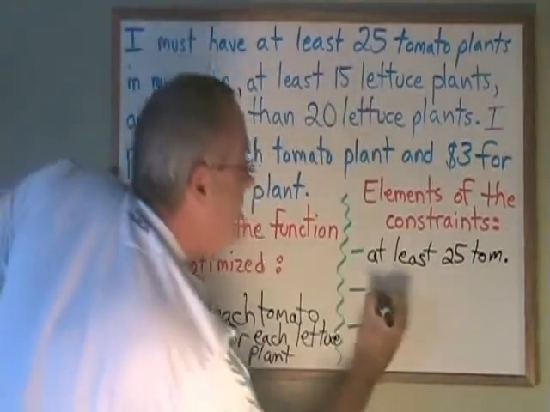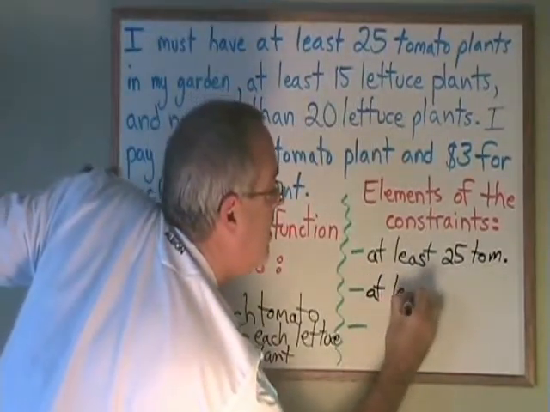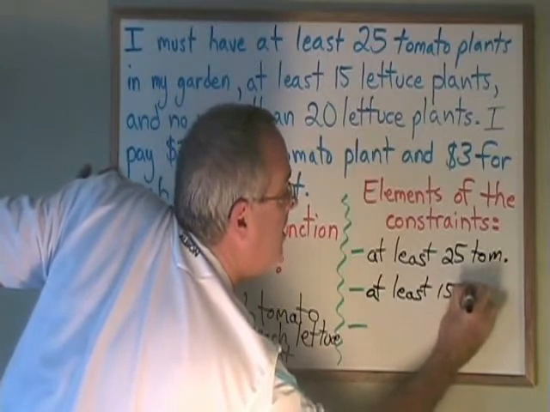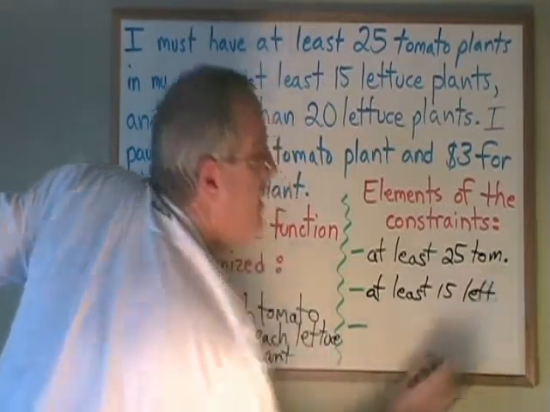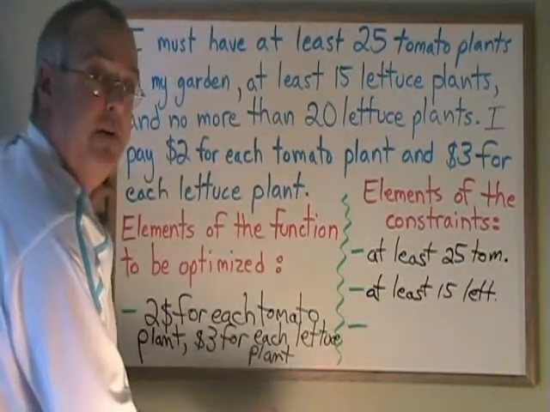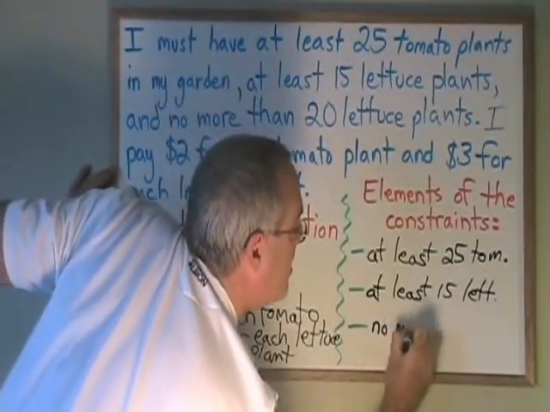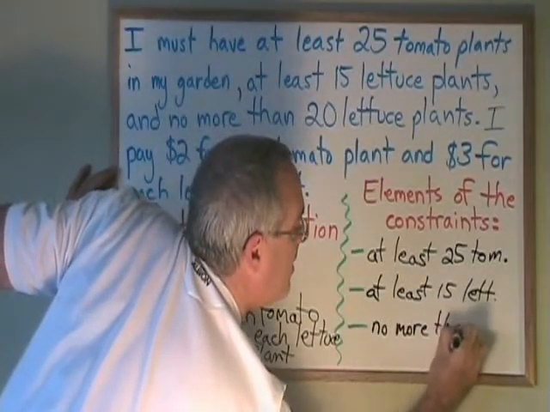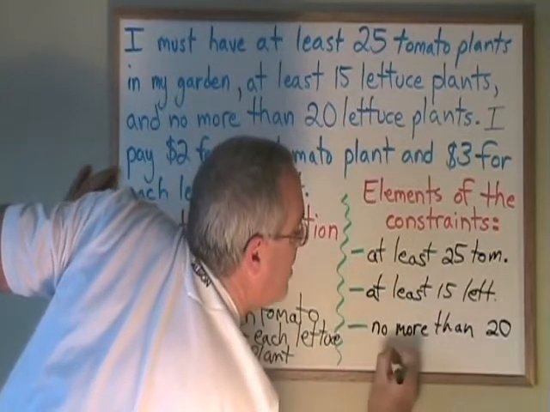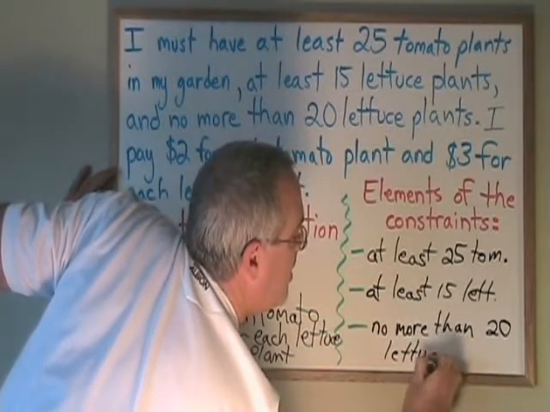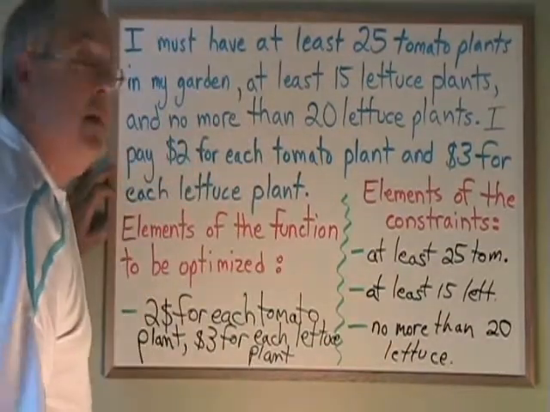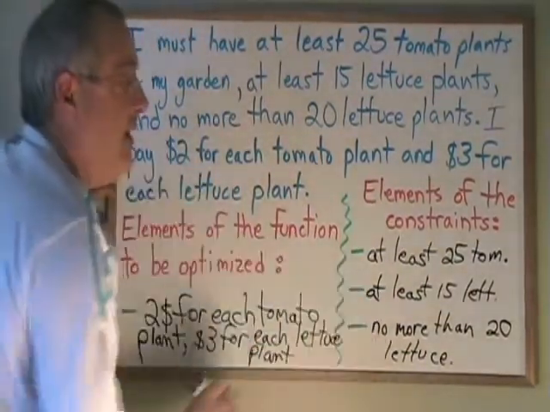At least 15 lettuce plants is another element of a different constraint, and no more than 20 lettuce plants is a third element representing a third constraint.